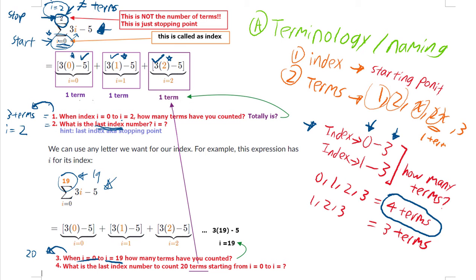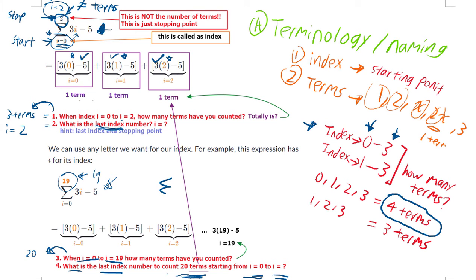So the fourth question is asking you what is the last index number. He asks you what is the last index number to count 20 terms. They want you to count 20 terms, starting from index i equal to 0 until i is equal to what?